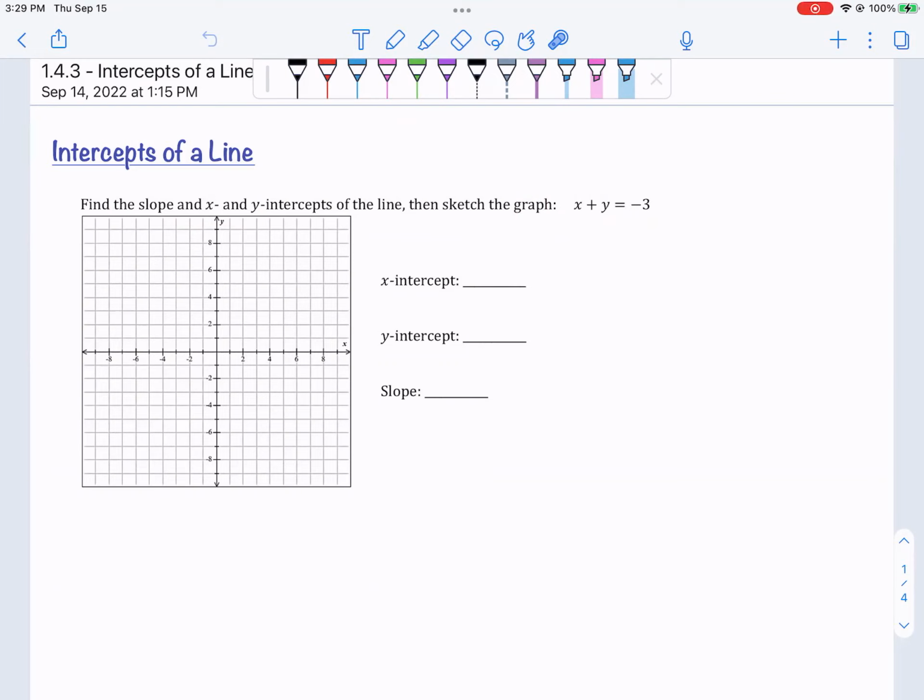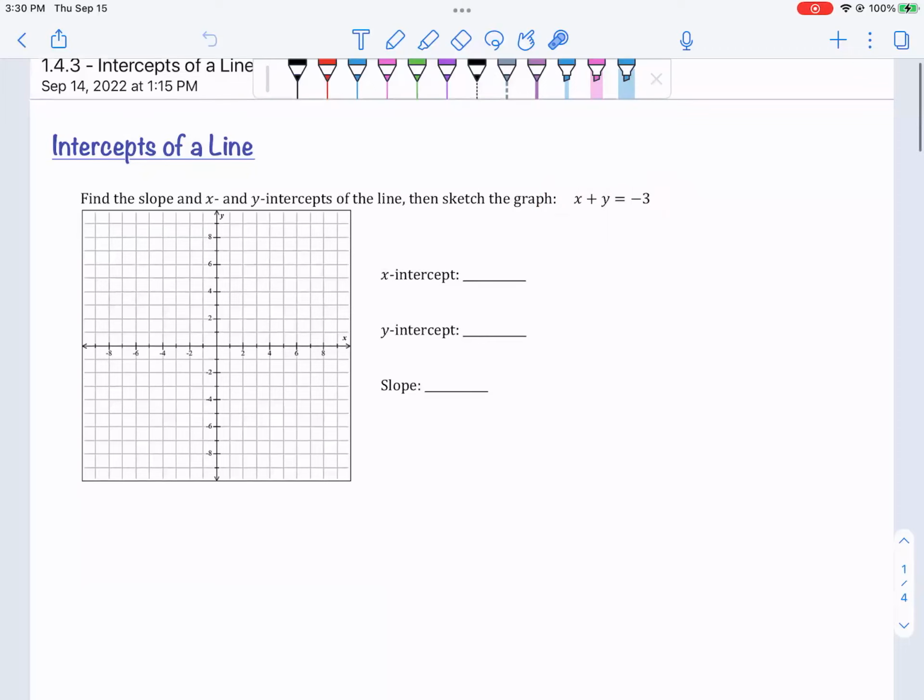I'm not going to talk about general form of a line, but sometimes we see lines that are in this form where you have x and y on one side and a constant on another. And I like to think of this more as intercept form because it's actually a great way for us to find the x and y intercepts.